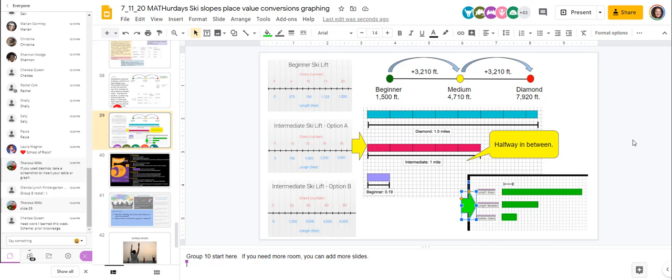Glenda, go ahead. Well, I was just looking at that little scale bar that they have at the top. So that's what I was using as a guide.